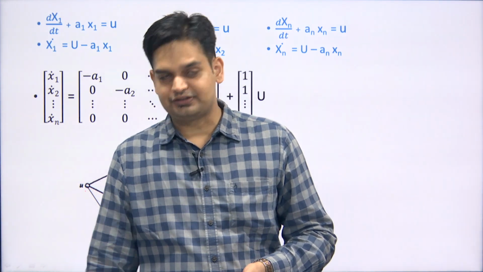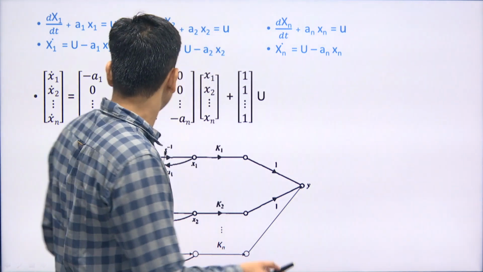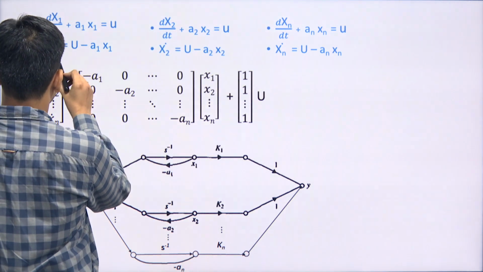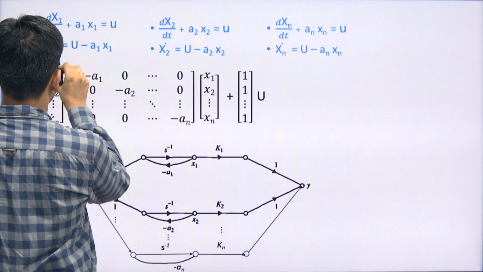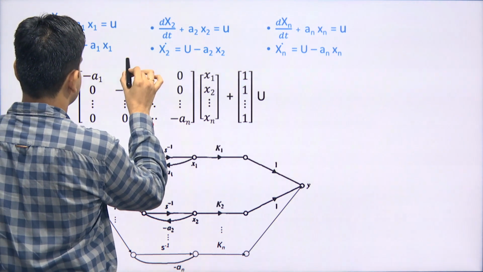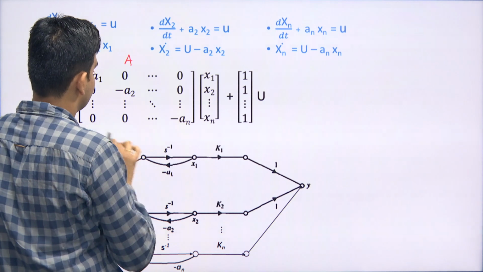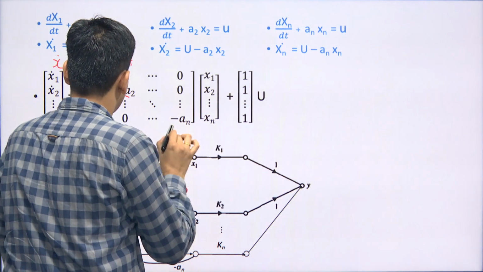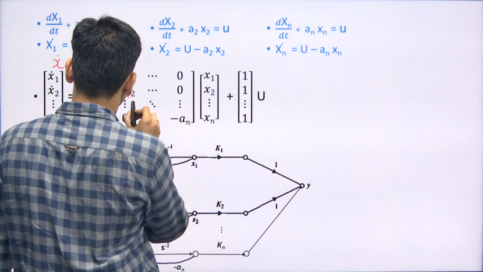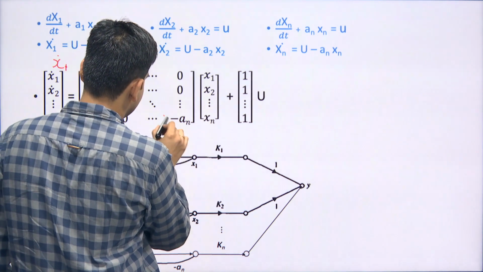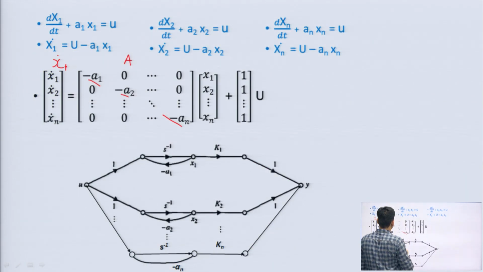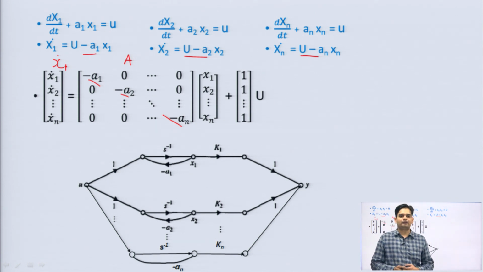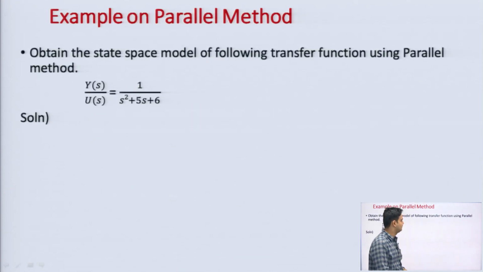If you remember, last time we had derived this matrix: this is the derivative of the state vector, x dot, and this is the A matrix. If you observe the A matrix, it consists of minus a 1, minus a 2, up to minus a n. These are the diagonal elements coming from these equations. Whenever we solve a problem like this, these parameters are basically the poles of the system. With the help of this example we would like to see that.